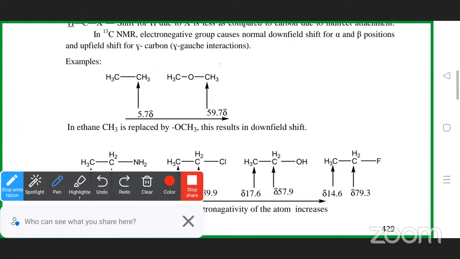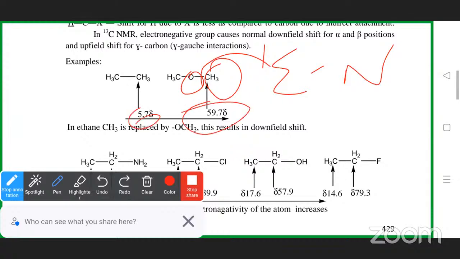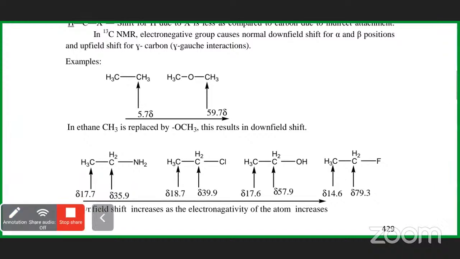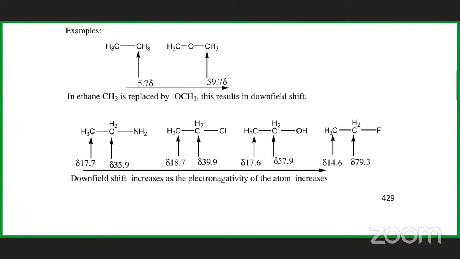When the methane is attached to an electronegative oxygen atom, you can see a tremendous increase of the delta value, right? From 5 to 59. You can observe the drastic change. This much increase is only due to the attachment of the carbon with electronegative oxygen. So electronegativity increases the delta value, and it falls in the downfield area.